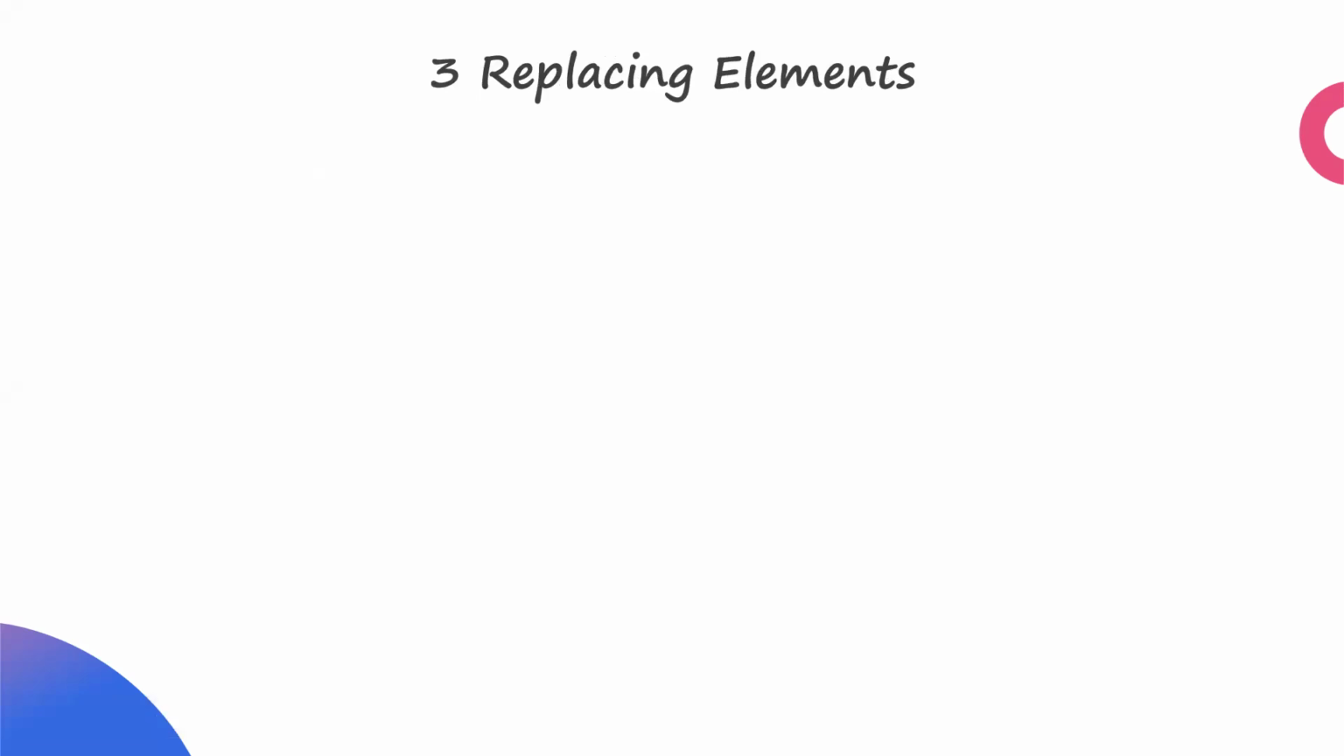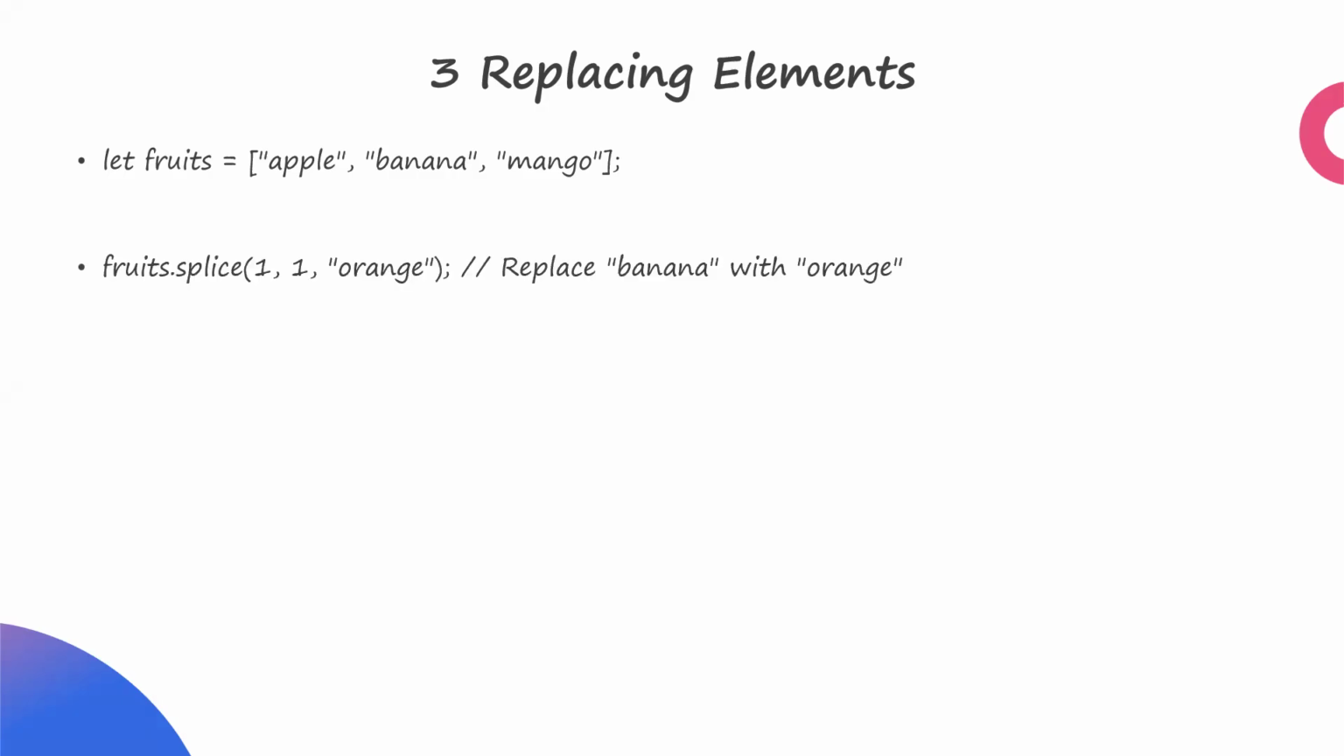You can also replace elements. I have shown you how we replaced elements. We replaced 2 and 3 with 20 and 30. Here we are saying start from index 1. Index 1 is banana, and we are replacing that banana with orange. We say start from index 1, remove 1 item, which is banana, and replace it with orange. That's what we did here.